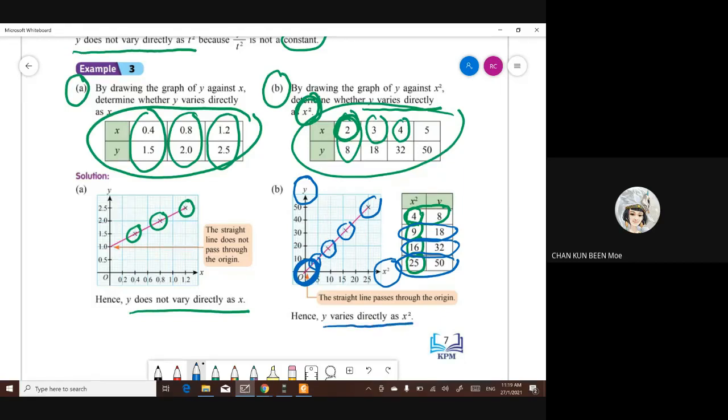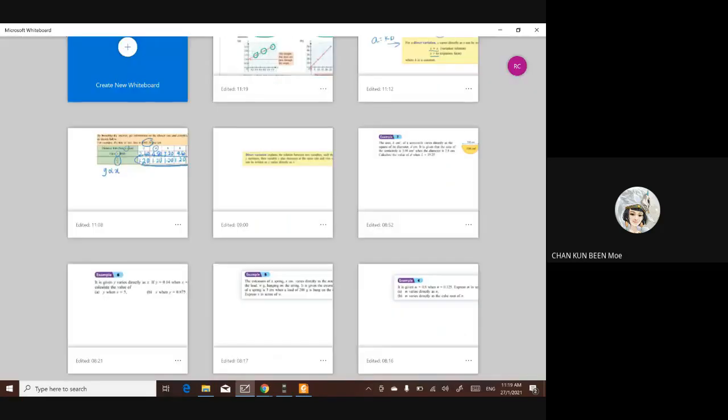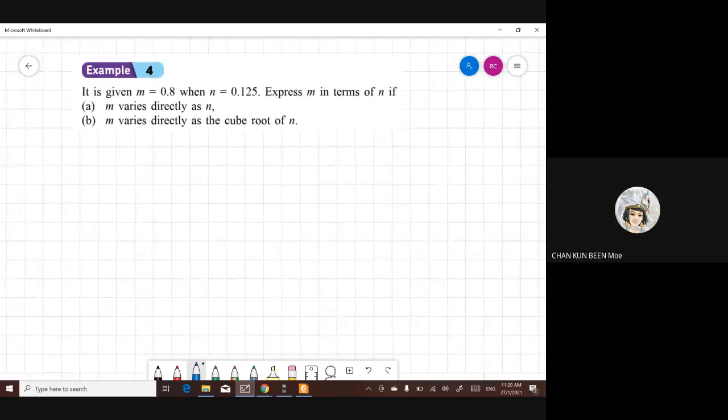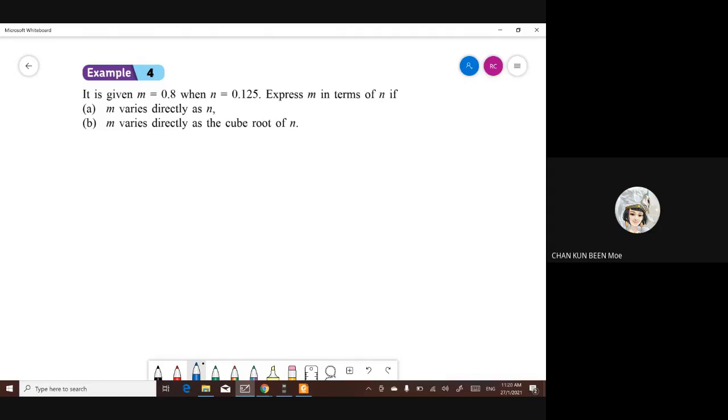Okay? Now we continue with the next example, which is example 4. Okay, let's see. Where is example 4? Okay, this one. Now we are going to start to solve the problem. So this is example 4 from your book. It is given m equal to 0.8 when n equal to 0.125. Express m in terms of n if m varies directly as n. So m varies directly as n is like this. Okay, to continue with it, we are going to write down in the form of the equation m equal to kn. Remember, when you change the equation, you must have the constant.